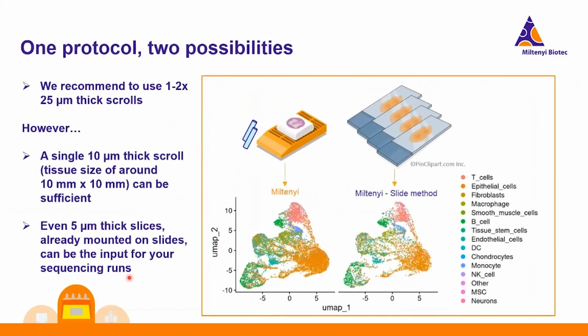We have performed a head-to-head comparison using our new dissociation kit, where we performed a sequencing experiment using 5-micron thick slices as input material. The deparaffination and rehydration step was done on the slide. Then we removed the sections from the slide, put them into the C tube, and performed the dissociation with our dissociation kit.